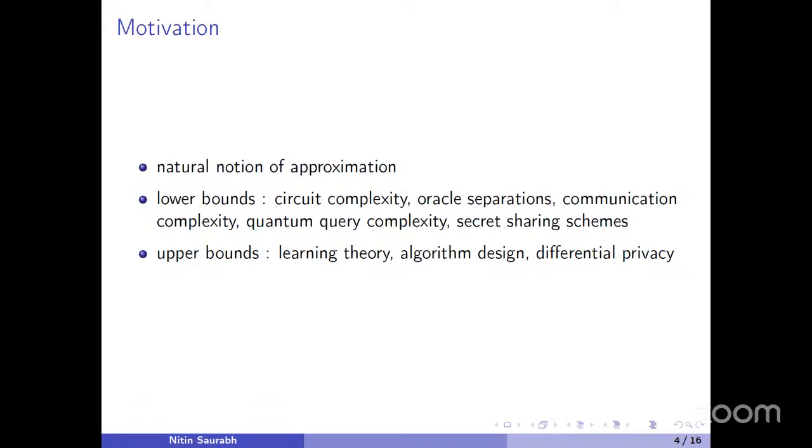And in the last 3 decades, there's a lot of work that has happened on this, which has led to it becoming a great tool in theoretical computer science. So lower bounds on approximate degree give you separations in circuit complexity, oracle separations, communication complexity, quantum query complexity, secret sharing schemes, and upper bounds give you the strongest results in learning theory, algorithm design, differential privacy. There's a lot of work here, so I chose not to list them. There is a good survey by Bun and Thaler, and you should check that out.